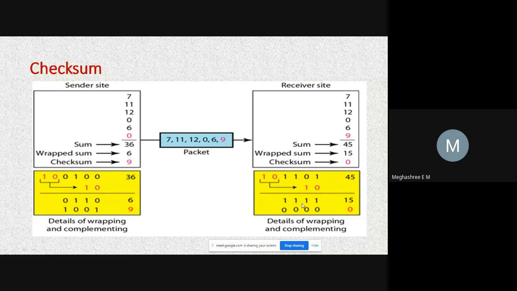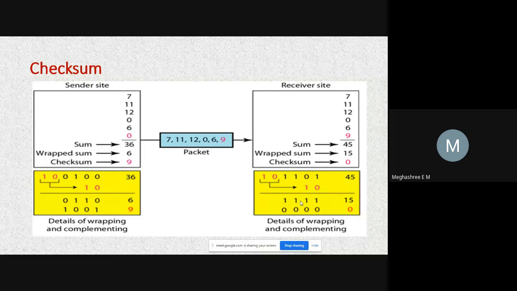Once it is received at the receiver end, what happens? The receiver will add up all the numbers received in the packet. That will come to 45. Now 45, again you can't represent this number in the form of 4 bits. Again, convert this 45 into binary form. Consider the leftmost bits and add them to the rightmost bits. Then add up 101, 011, you get 11.